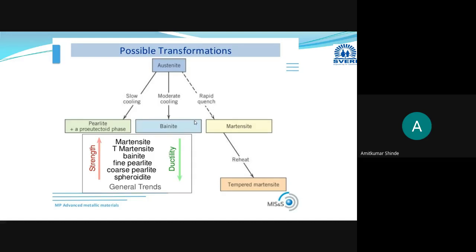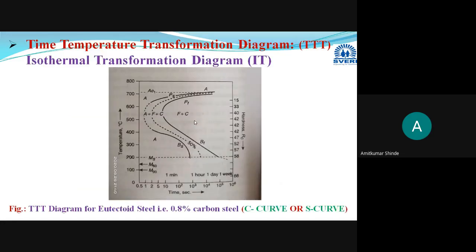Depending on that only, you can select the cooling rates. And the next point in this is the time temperature transformation diagram, or TTT diagram. This part is compulsory in your syllabus. One question will be there on this TTT diagram. Please draw this diagram. One question will compulsorily be there.